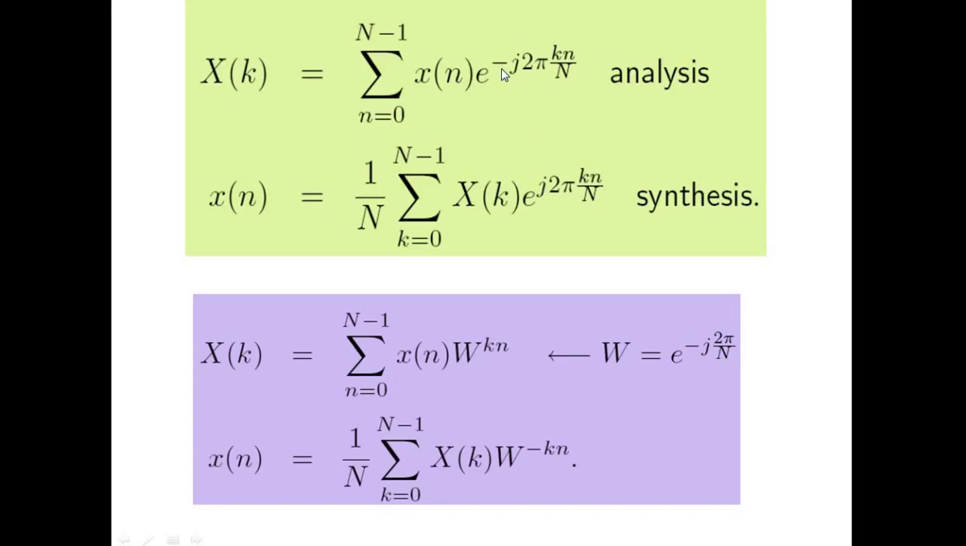So the difference is, in X of k we have minus, and in x of n we have plus. In addition to this equation we have 1 by N. So this is the difference. It is very easy to keep this formula in mind.